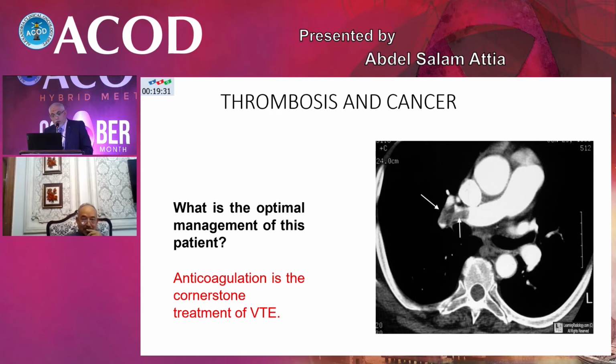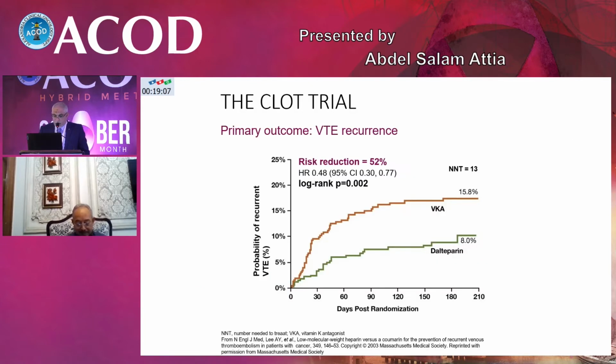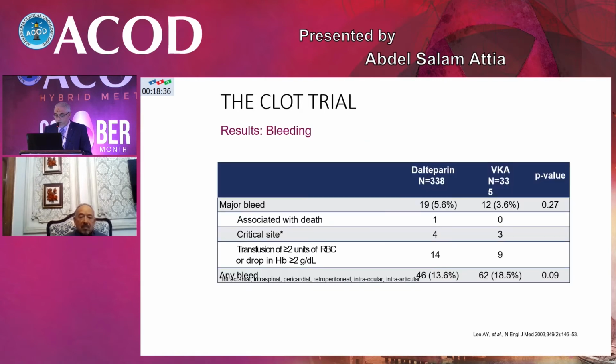So what is the optimal management of these patients? As a matter of fact, anticoagulation is a cornerstone in the treatment of venous thromboembolism. But which anticoagulant? Shall we use the oral anticoagulant, or do we have to consider the low molecular weight heparin? I think the answer comes from here. This is a very important trial, the CLOT trial, which compared the probability of recurrence of venous thromboembolism for patients receiving oral vitamin K antagonist compared with dalteparin injection, low molecular weight heparin, and there was a significant difference, with risk reduction of about 50%, and it was quite significant.